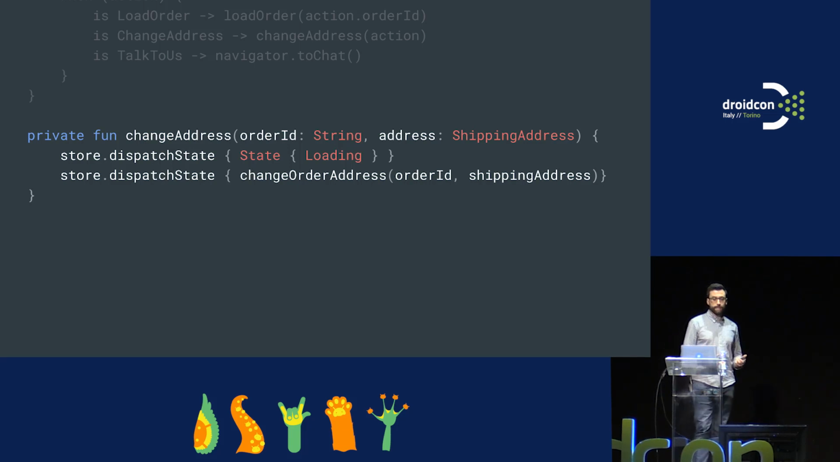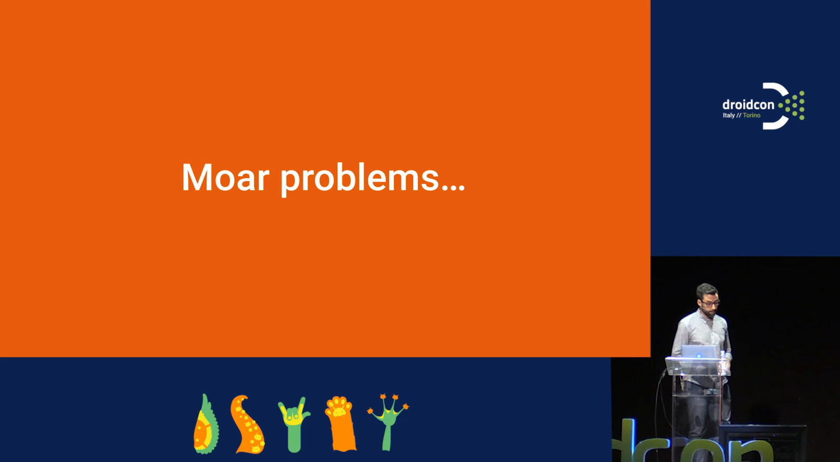But the problem here is we want to make sure that we can load. We want to display a loading state. And here, a coroutine only returns one value, right? So we're not going to be able to do it like this. So now, just to work around that, we need to dispatch two states, in this case from the view model. We have one for the loading and one for the actual action of changing the address. So this is not really optimal.